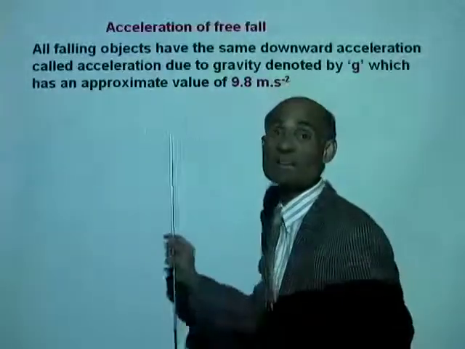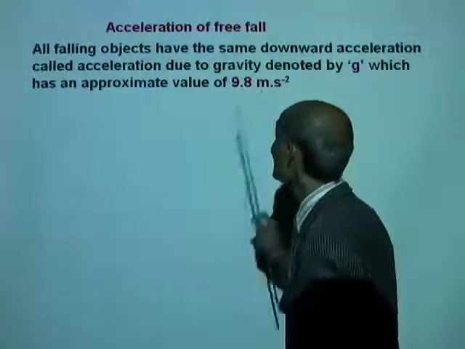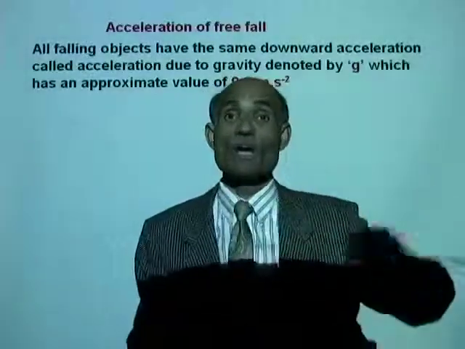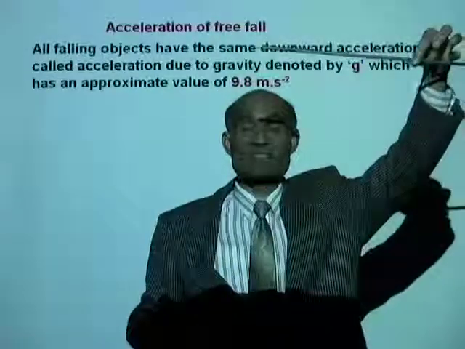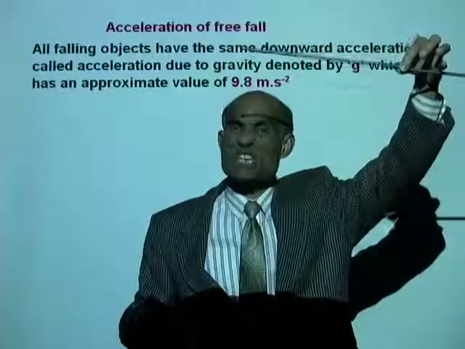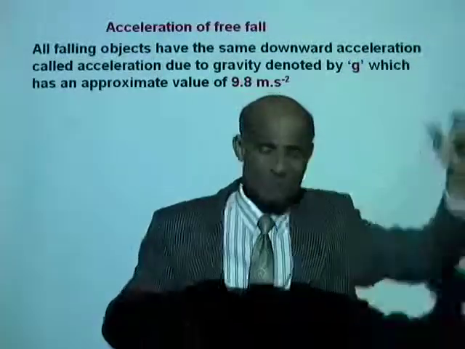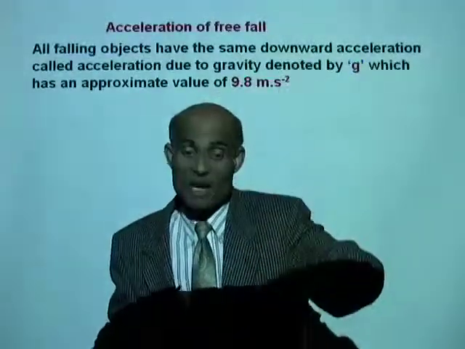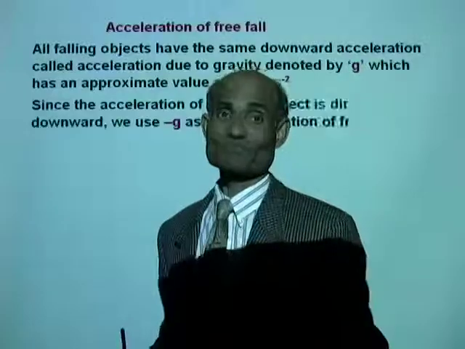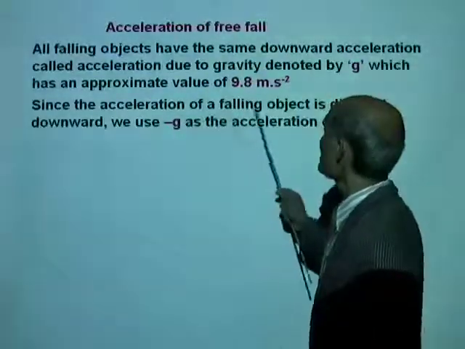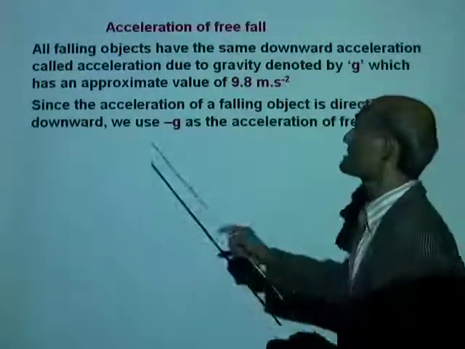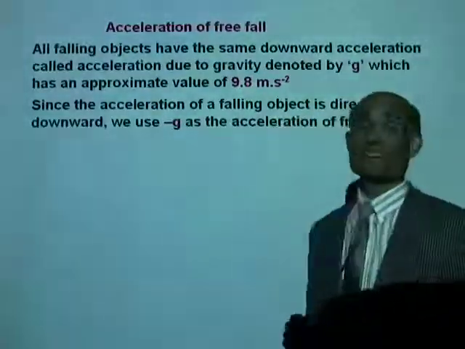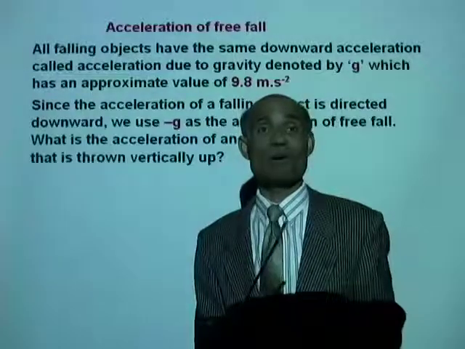Its value has been measured as 9.8 meters per second squared. So any falling object has an acceleration of negative 9.8 meters per second squared. We use it negative because it is directed downward. Since the acceleration of a falling object is directed downward, we use negative g as the acceleration of free fall.